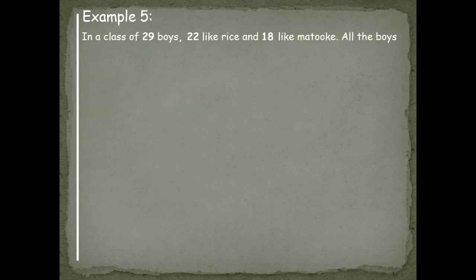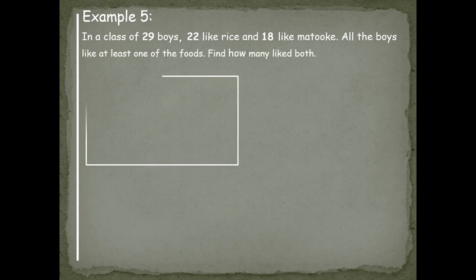Example 5, you can read through that. In a class of 29 boys, 22 like rice, 18 like matoke. All the boys like at least one of the foods. Find how many liked both. I summarize the question. I have the inverse set here.